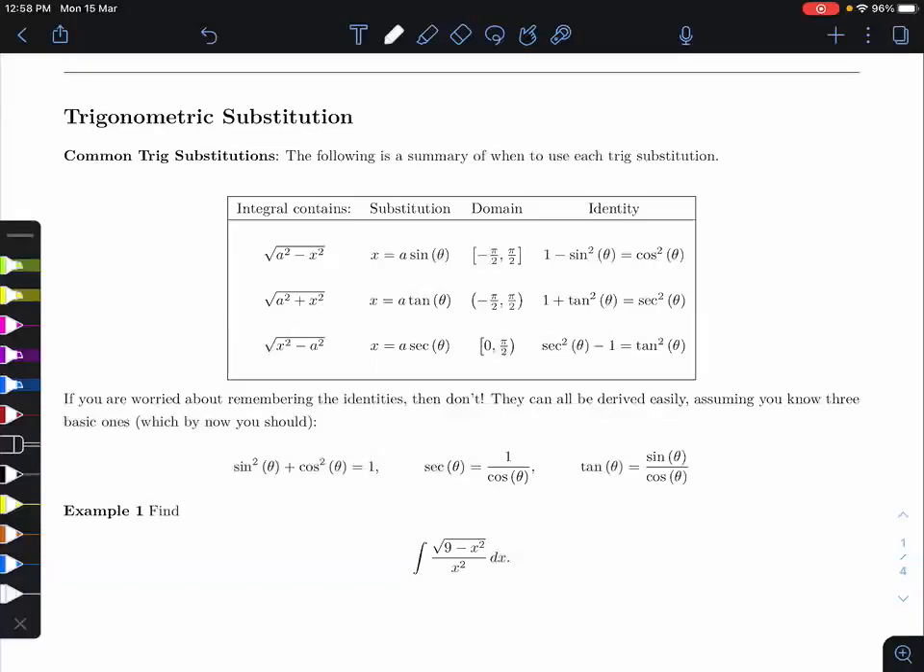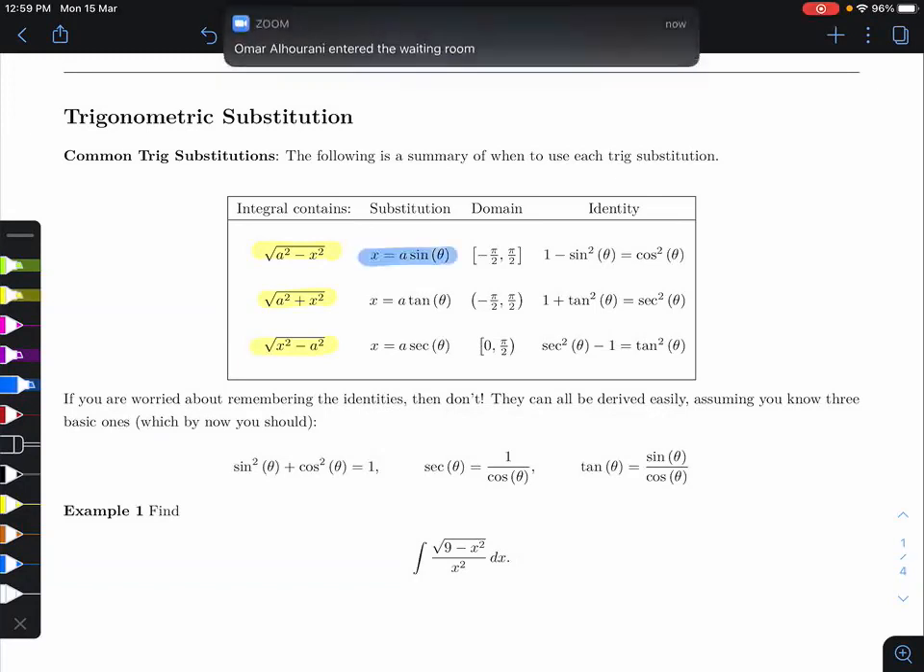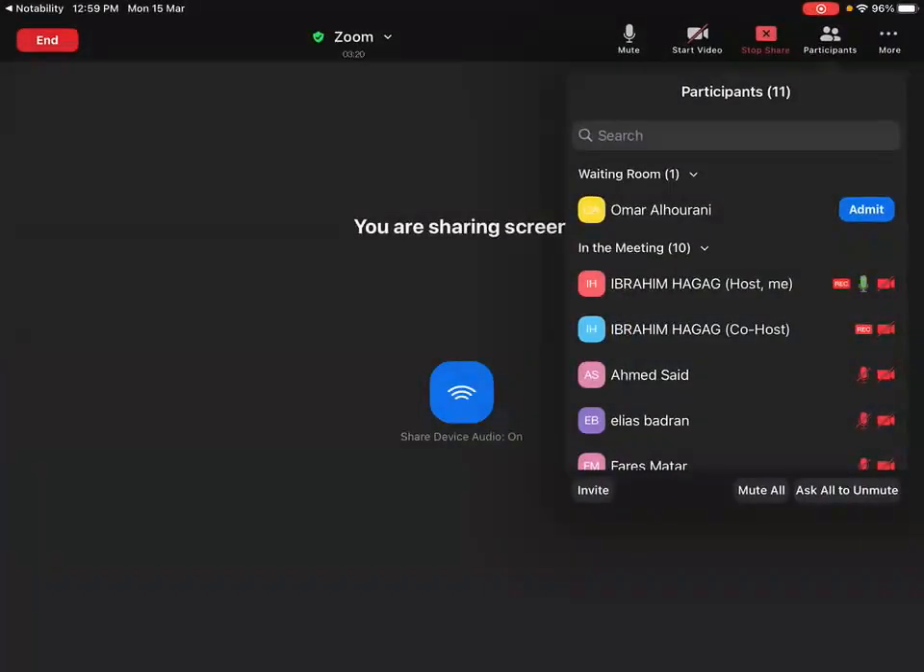Trig substitution, common trig substitution table. You should know this table well, guys. When you have a square root of a squared minus x squared, or a squared plus x squared, or x squared minus a squared, you should substitute x equal a sine, or a tan, or a sec, such that a is the square root of this a squared.